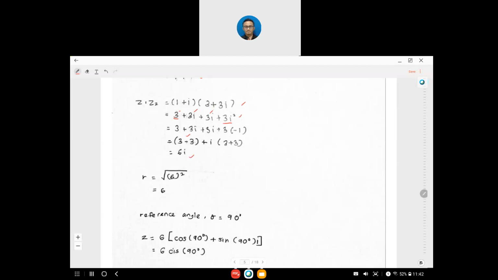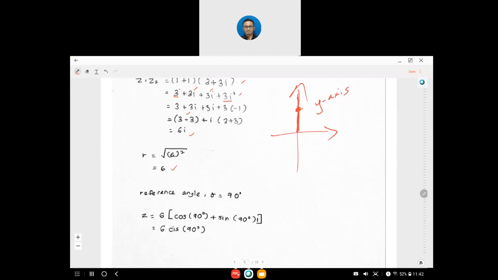Okay, and then you want to find, we can see that 6i is placed on the y-axis. So your r is 6 and your angle theta is 90 degree. So your final answer is 6 times cos 90 degree plus i sine 90 degree. Okay? Can? That is for question 9D.